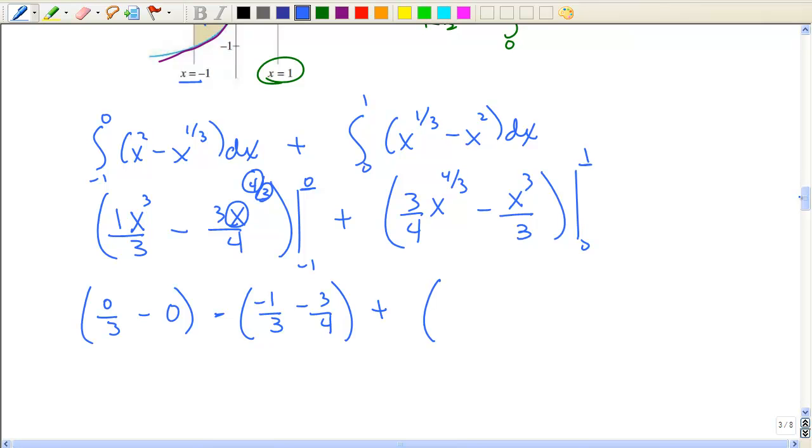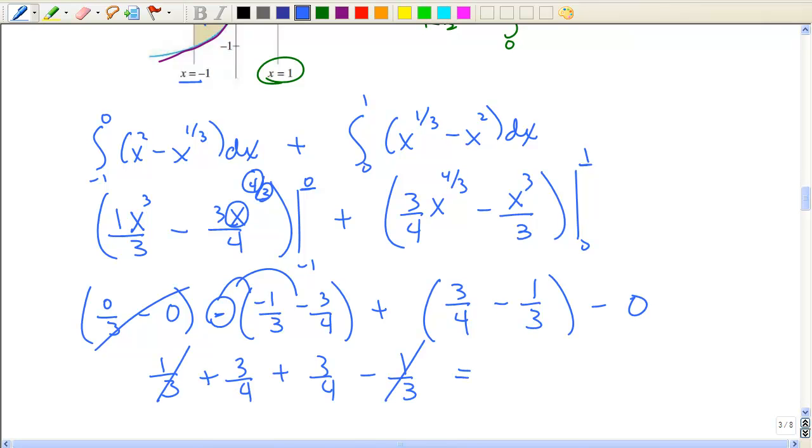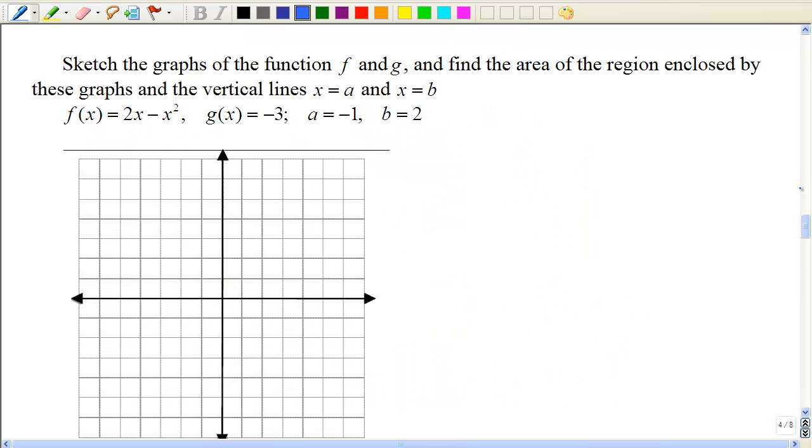Alright, same thing here. If I plug in 1, I'm going to get positive 3/4 minus 1/3, and when I plug in 0, I'm going to get 0. So that's all 0. This minus changes those both to positive. So 1/3 minus 1/3 cancels out. I've got 6/4, which is 3/2.